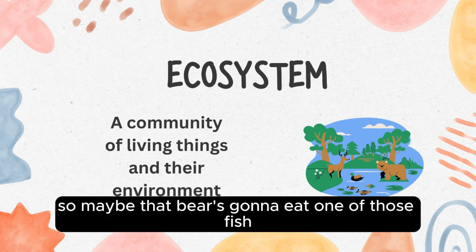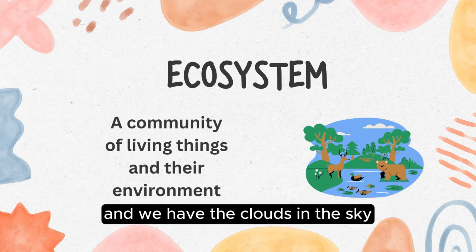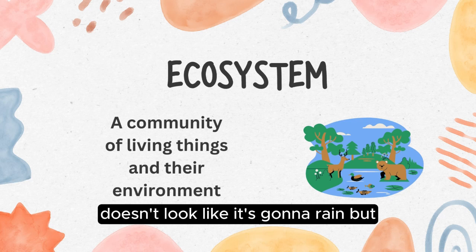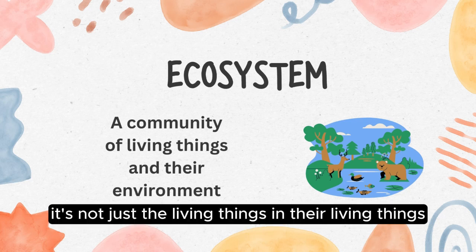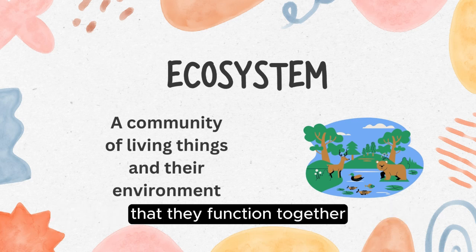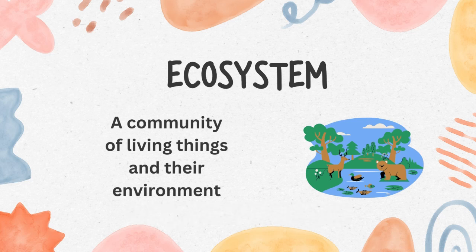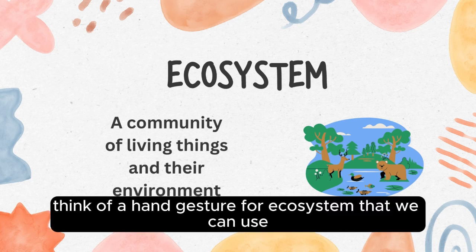So maybe that bear is going to eat one of those fish. And we have the clouds in the sky. It doesn't look like it's going to rain, but it's not just the living things in their environment, but it's everything in their environment that they function together. So again, think of a hand gesture for ecosystem that we can use.